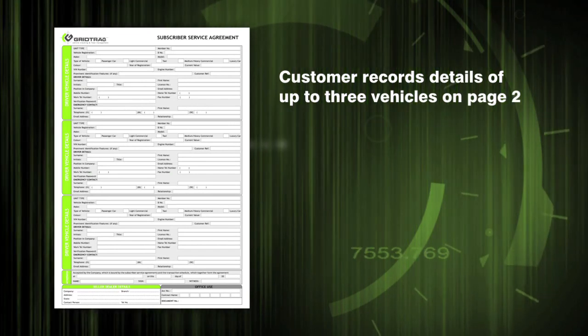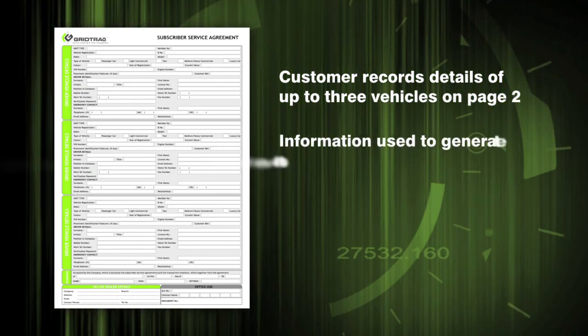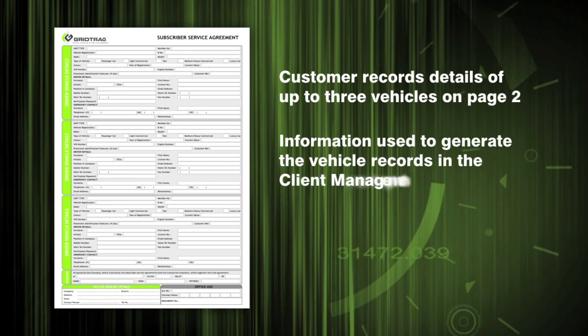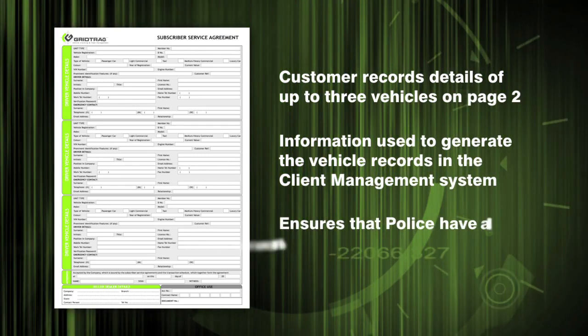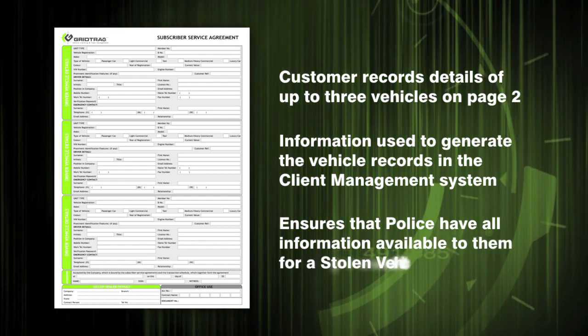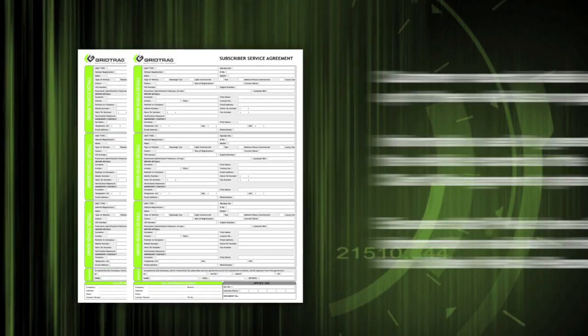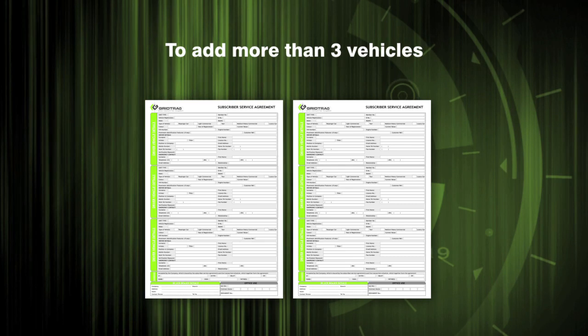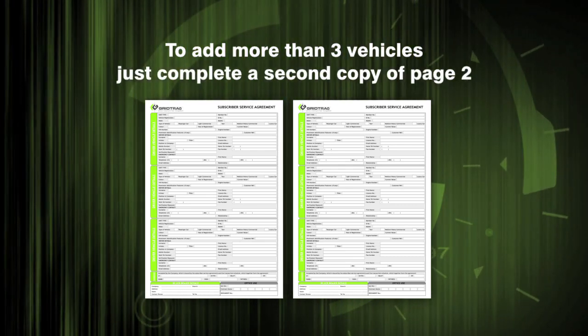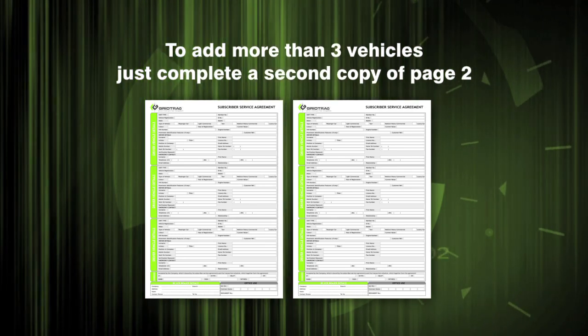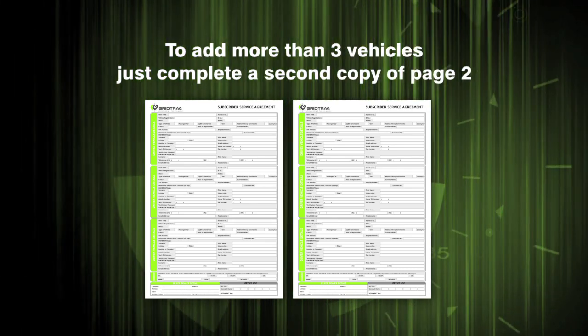On the second page, the customer records the details of the vehicles that will be fitted. This information is not only used to generate the vehicle record in the client management system, but also ensures that police have all information available to them in the event of a stolen vehicle recovery. If a customer would like to add more than 3 vehicles to a contract, just complete a second copy of page 2. There is no need to fill out a second copy of page 1.